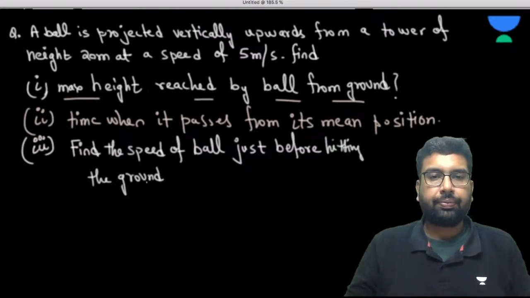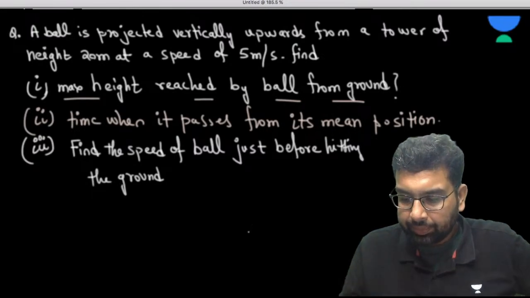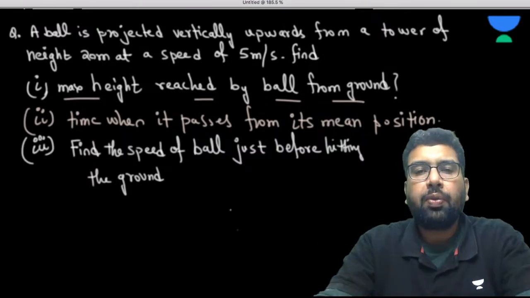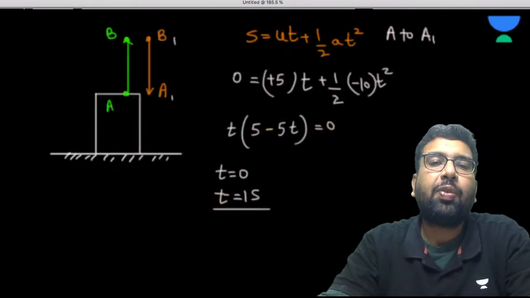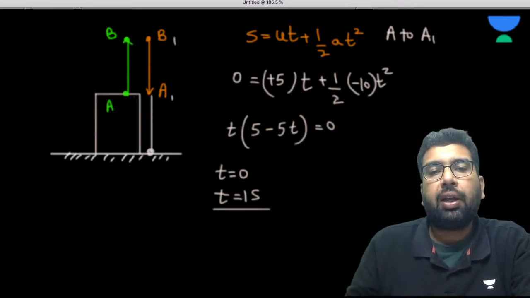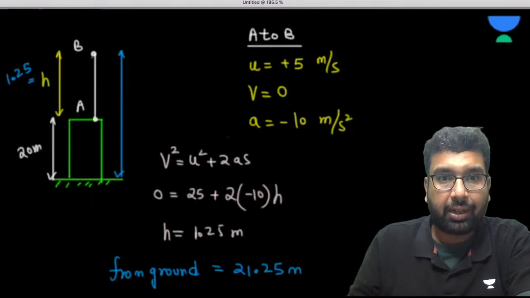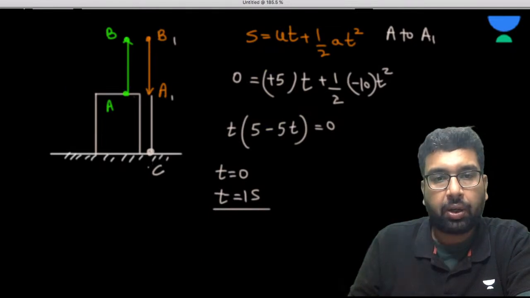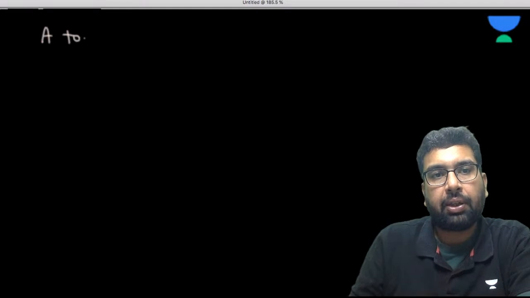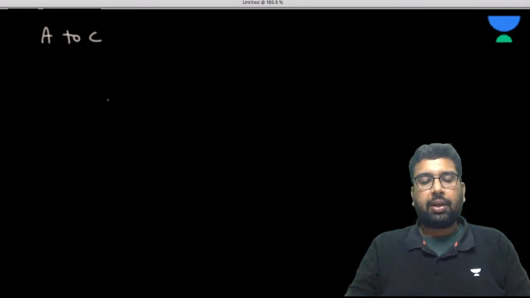Let's try this one. Okay, so you already have tried this. Wonderful. So very simple, Vida, again. Let's suppose it hits the ground at C. We have to find the speed of the ball just before hitting the ground. So I am considering the motion right away from A to C.